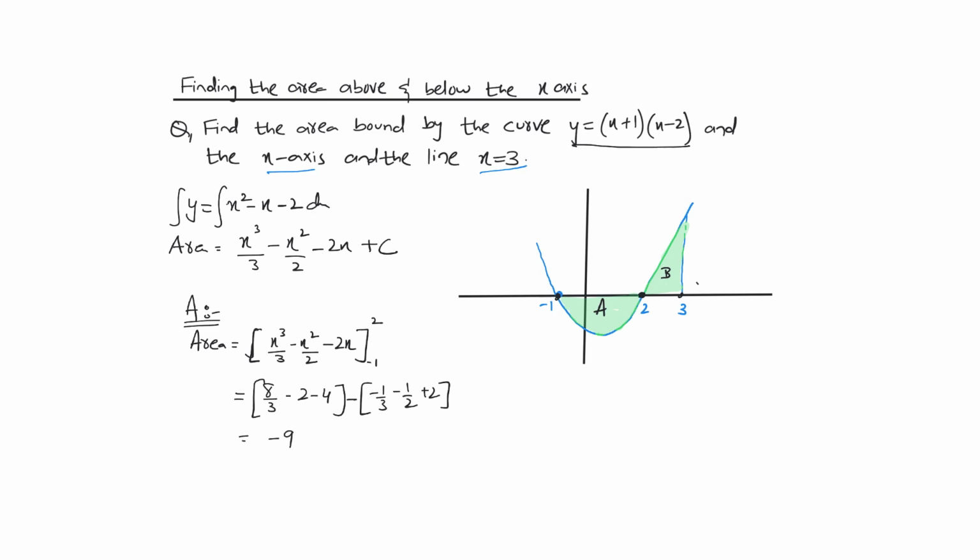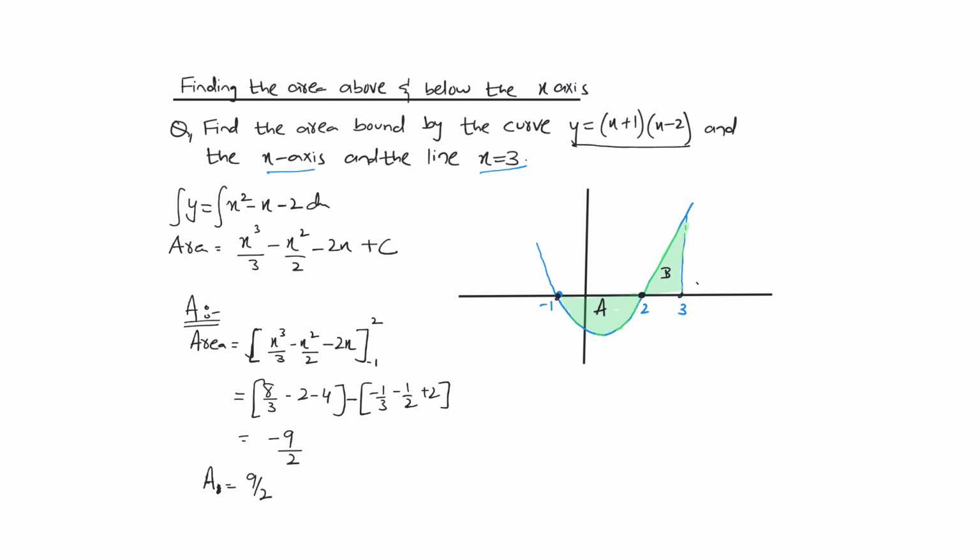So simplify this and the answer evaluates to -9 over 2. Now this -9 over 2 is just telling you that the area is below the x-axis. The area itself for A is 9 over 2 units square.